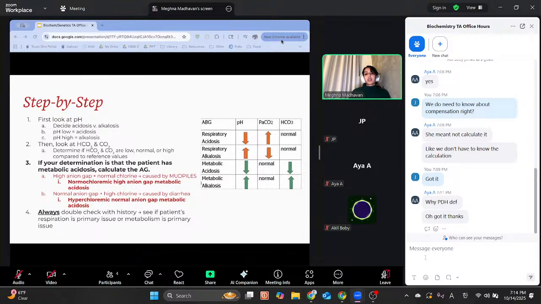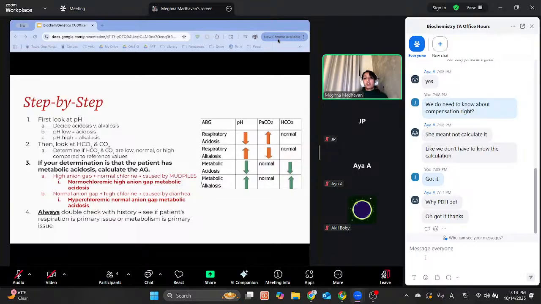I always look at the values first, but that's just how I answer a question, and then go back and see if they have asthma, if they have COPD or a history of smoking, or they're really anxious, or they've been throwing up for 6 hours. And then, I know we asked about compensation earlier. Is that so for bicarb and carbon dioxide?